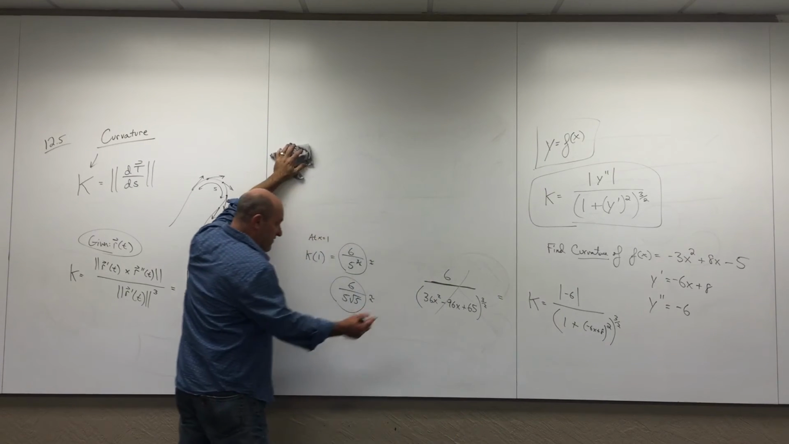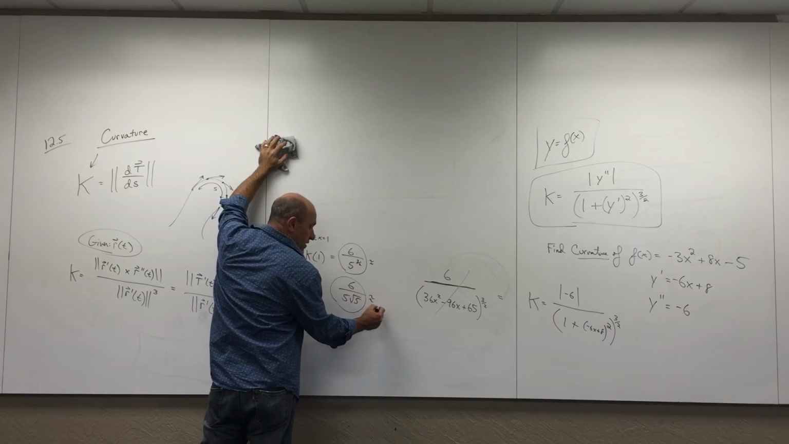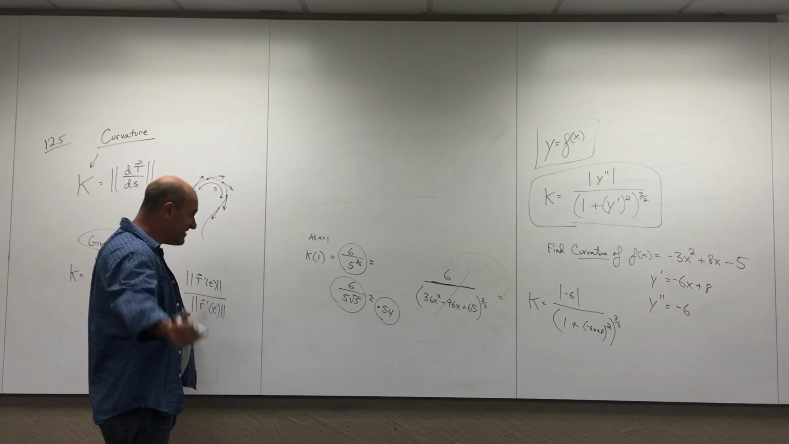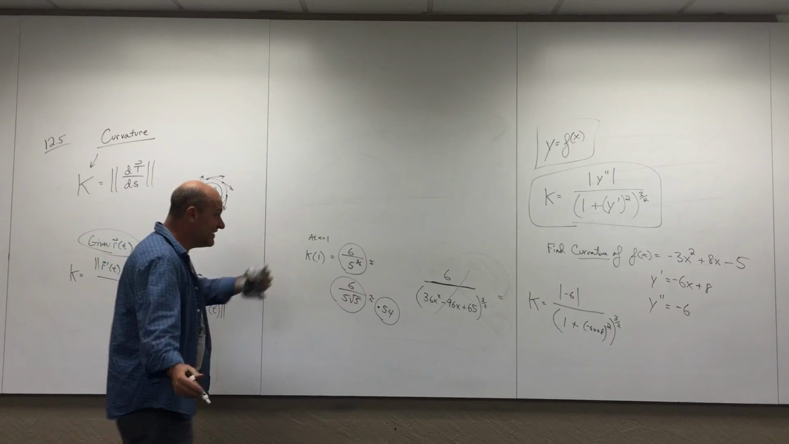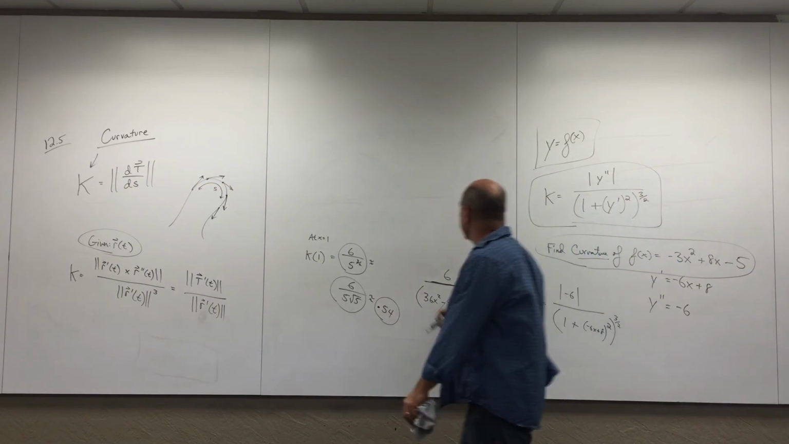0.54? Okay, 0.54, he's saying. Thank you. That's my curvature at this point. Can I take a look at this? What is this? I want to take a look at this.